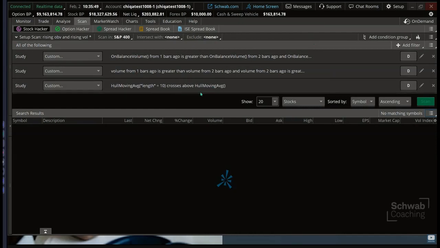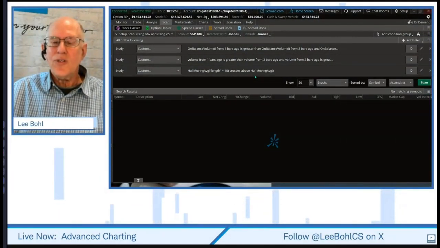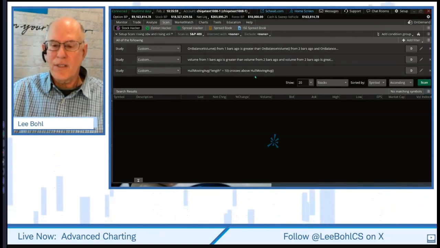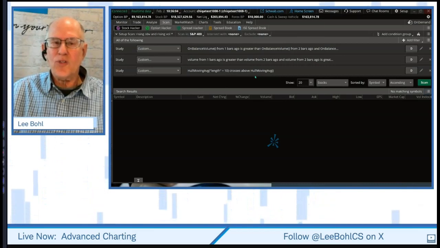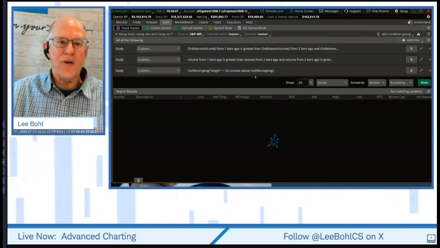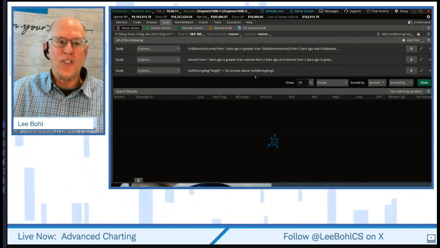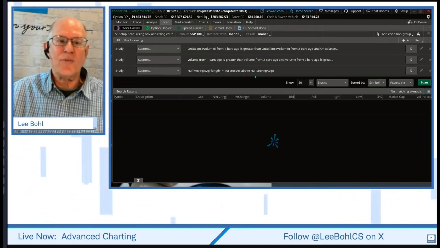So anyway, that's all I have for you. One, I tried to show you how you can use the condition wizard to do a lot of pretty interesting things without having to do any coding. Second, we talked about unbalanced volume, the two types, the modified and the other one. We had some questions there about maybe building a scan for the cross of the unbalanced volume line across its own signal line. We can work on that one next week, perhaps.